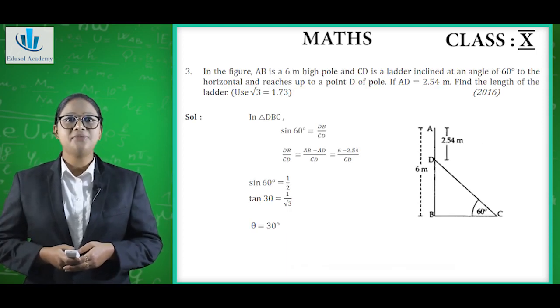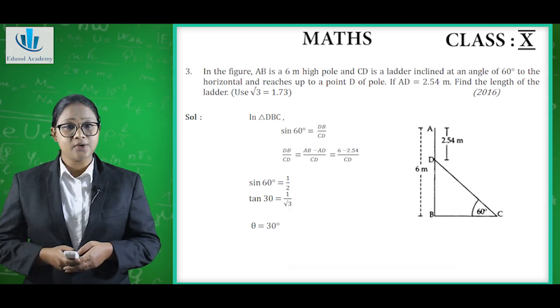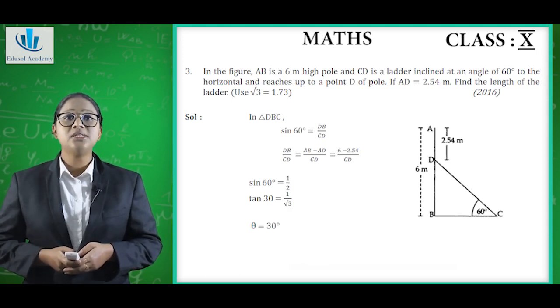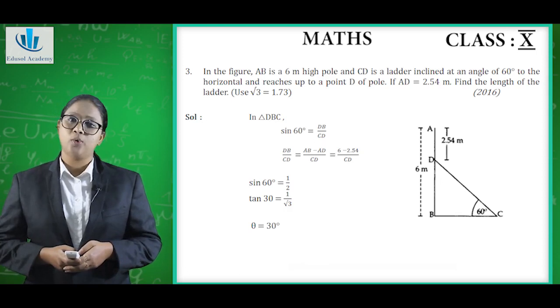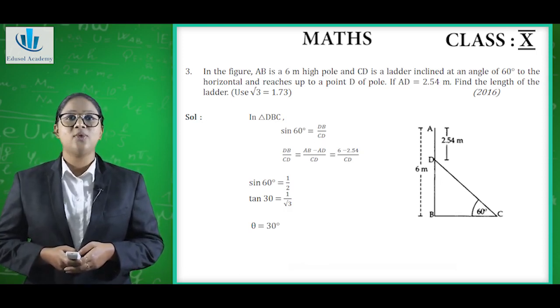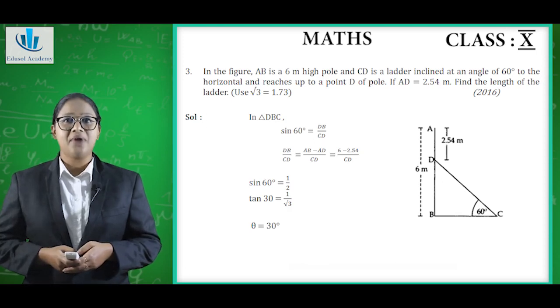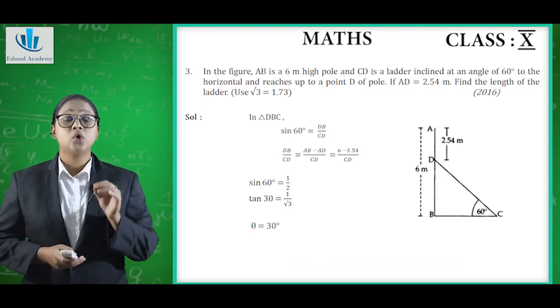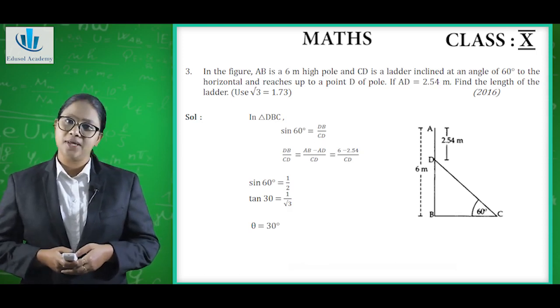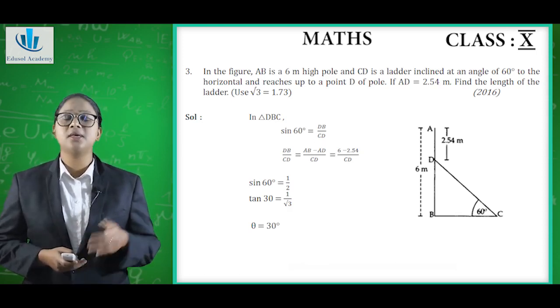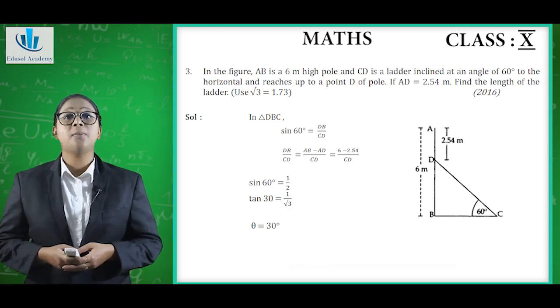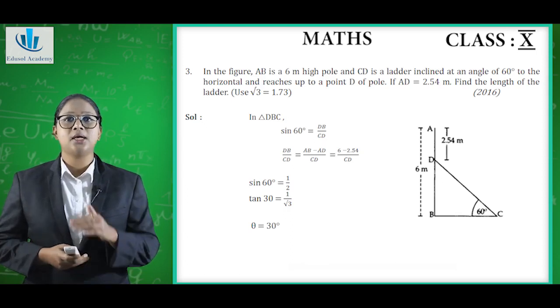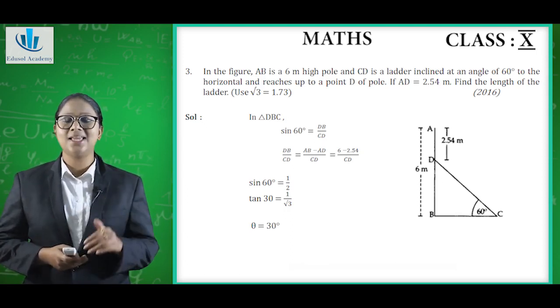Next question. In the figure, AB is a 6 meter high pole and CD is a ladder inclined at an angle of 60 degrees to the horizontal and reaches up to a point D of the pole. If AD is equal to 2.54 meter, find the length of the ladder. Use root 3 is equal to 1.73. Again, you can refer to the figure given on the extreme right side. You can see a pole 6 meter tall and a ladder inclined like the CD position. So the line CD is the ladder.